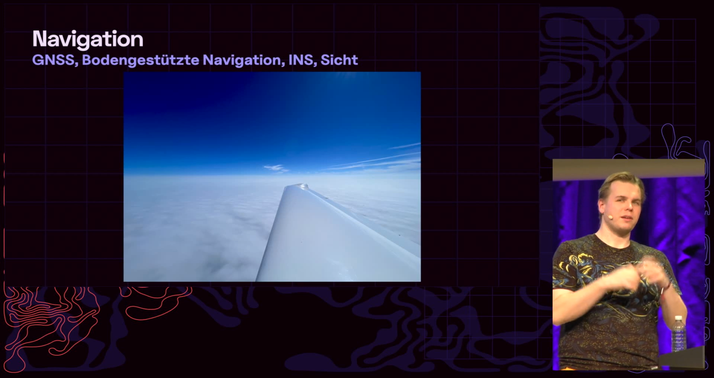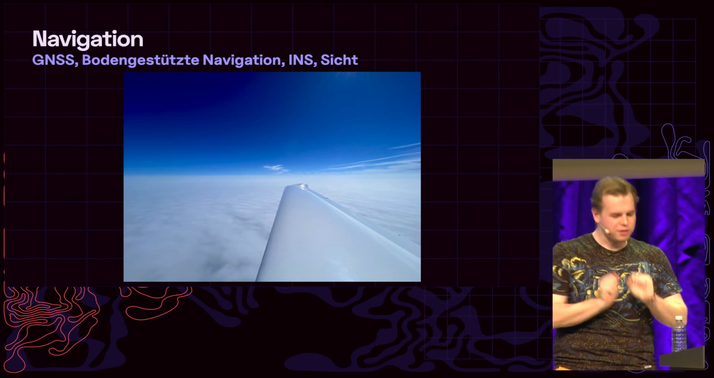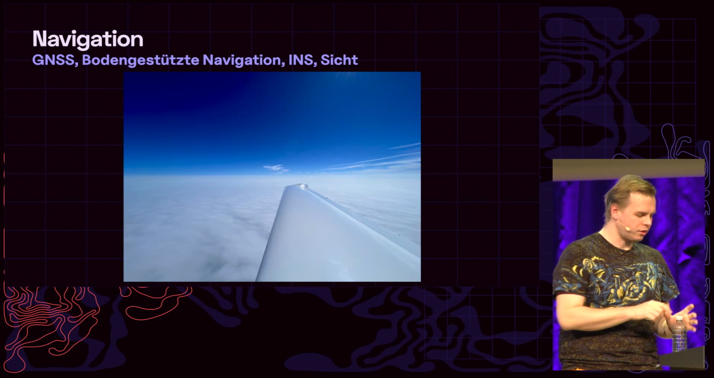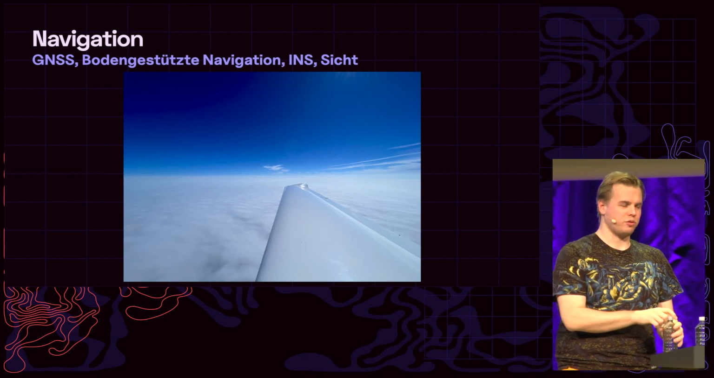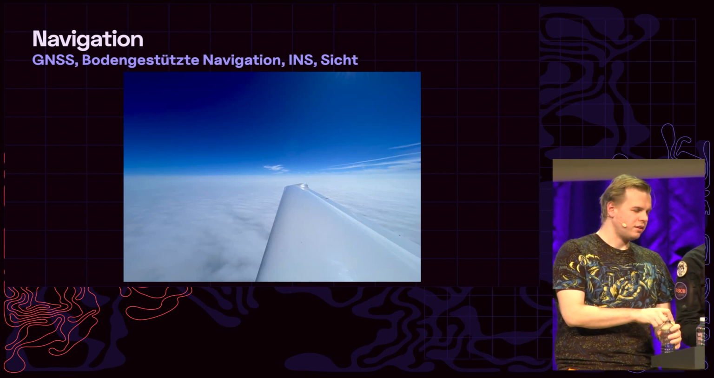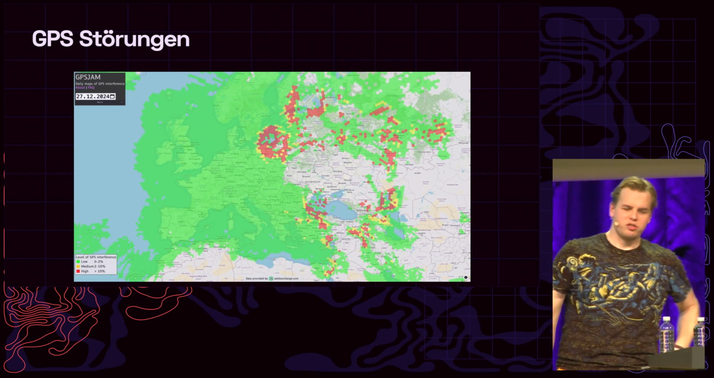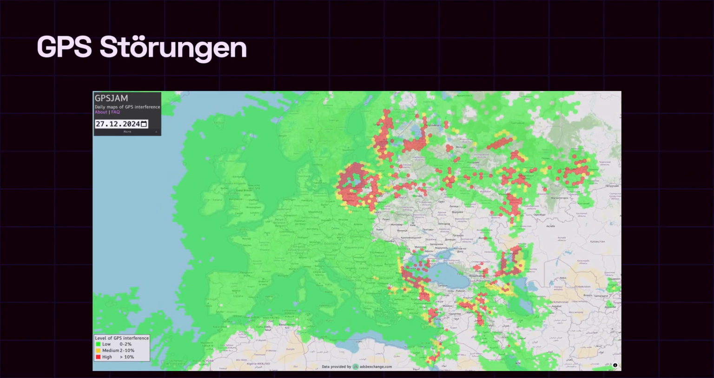And then there is INS, that is inertial navigation system. That's a gyro, and you set the position before you take off, and then it tells you how it works. But look, the easiest is to use just GPS. So where it's red, you don't have GPS, and where it's yellow. But GPS can be disturbed.